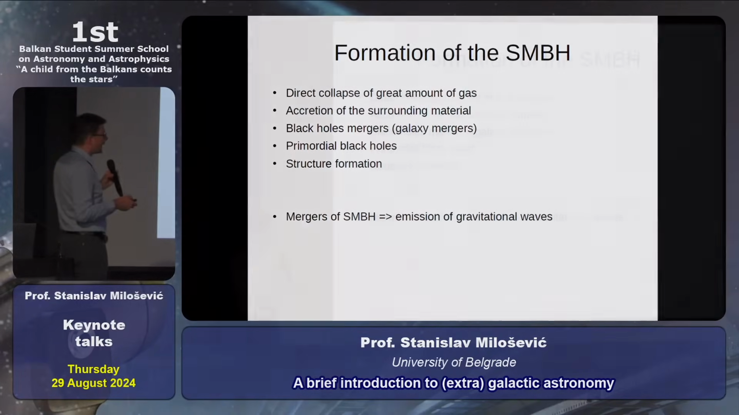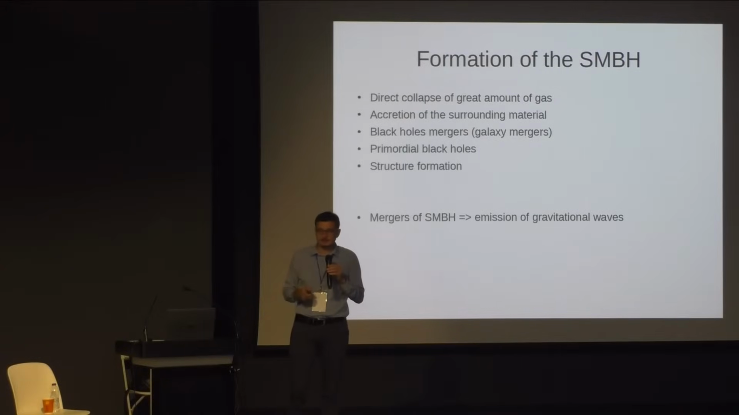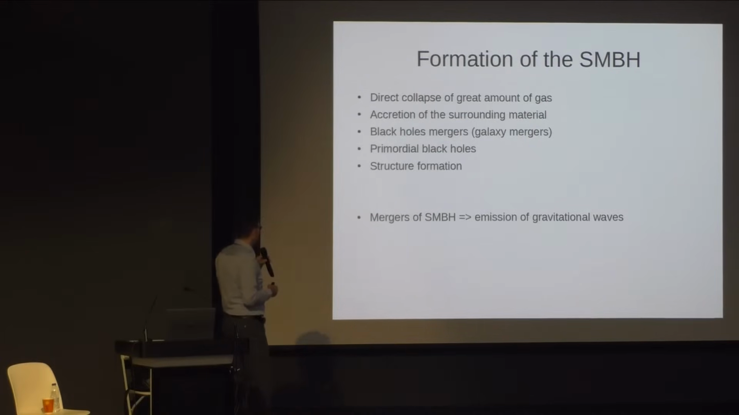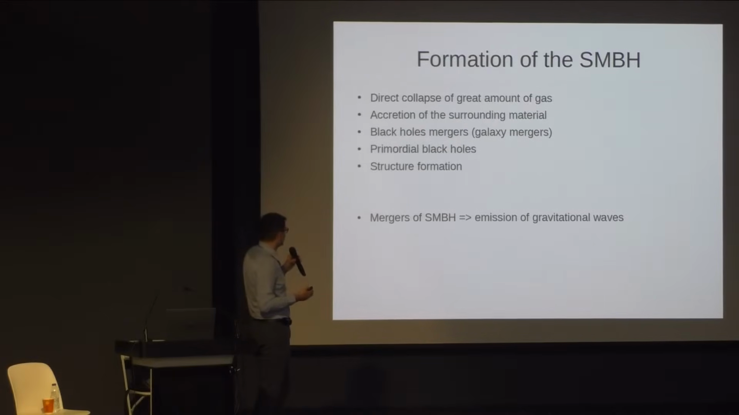And of course, after forming a black hole, we then have accretion of the surrounding material. Actually, the black hole eats all the surrounding material and increases its mass, and those are primordial black holes.